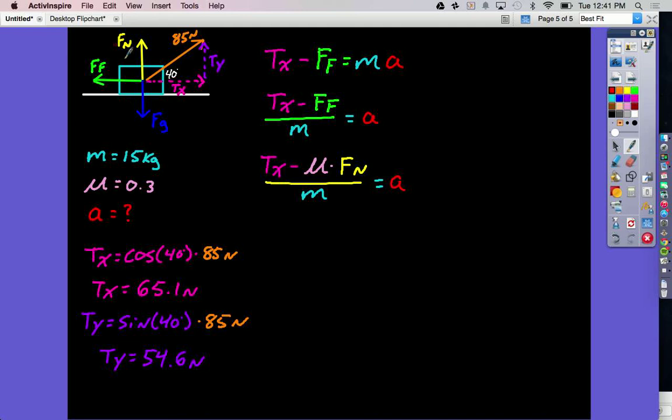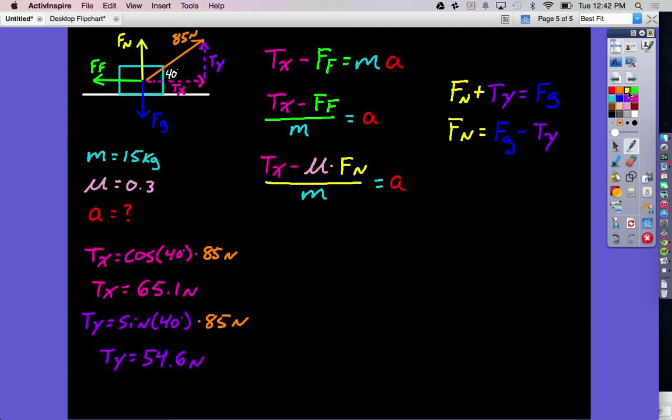Very common mistake: people want to just say that the normal is equal to gravity, but not in this problem, because there's an upward pull as well. So here's what we have to do. Our up stuff is going to equal our down stuff, because this object is not accelerating up and down. It's accelerating toward the right. So my equation in the up and down is going to look like this. My up stuff, normal force plus tension in the y, has to equal my down stuff, which is the force of gravity. I'm trying to solve for my normal force, so I'm going to subtract that tension in the y over to the other side.